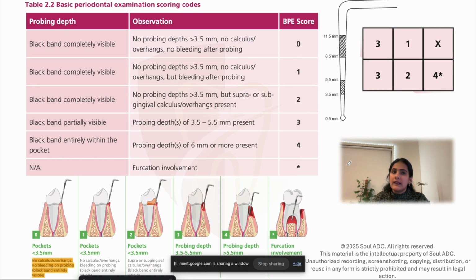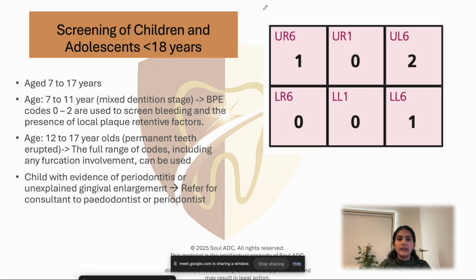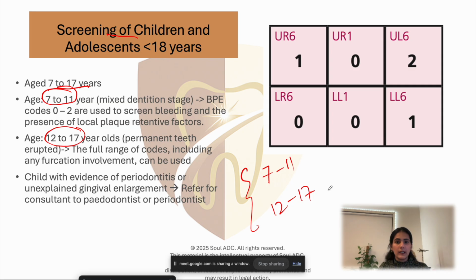So now this was for your adult patient. For your children, this is what we do. So screening for children, we categorize them into two. One age group is 7 to 11 and the other age group is 12 to 17. Now those are the two categories that we are going to talk about, 7 to 11 and 12 to 17. So these are the people we are talking about in this slide.